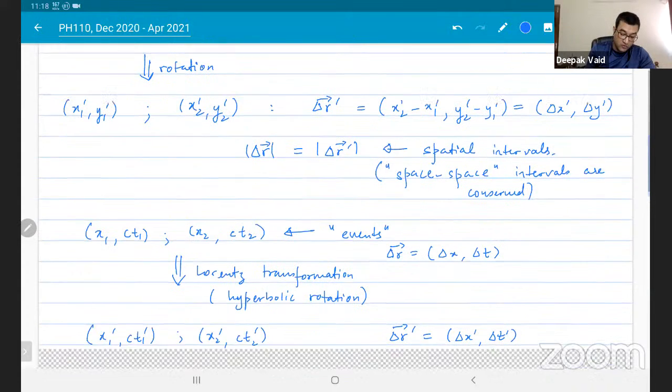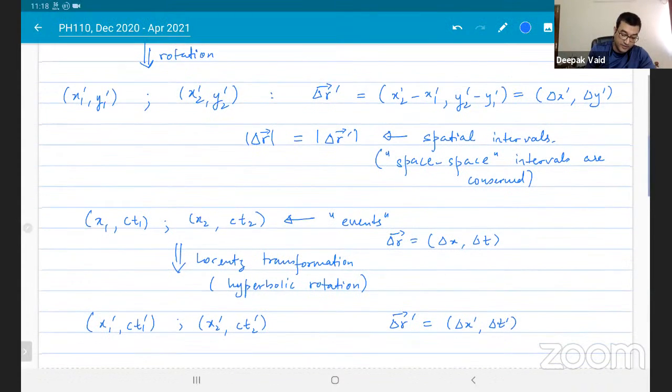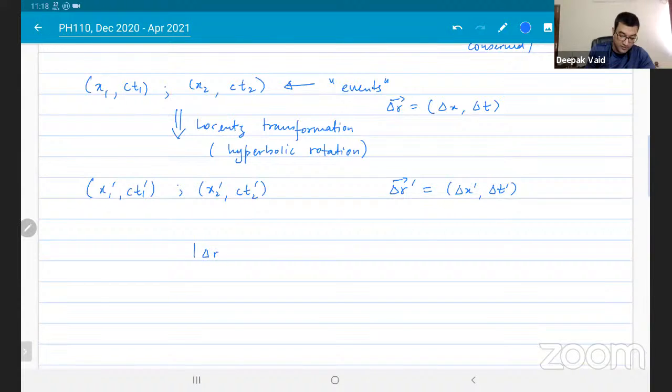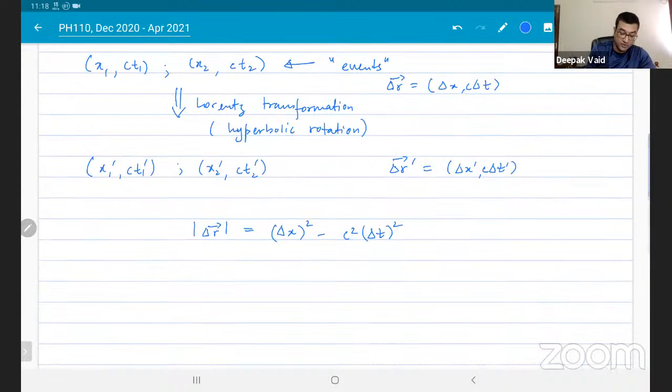Right? But now how do I define the length of a vector? The length of a vector delta r is equal to delta x squared minus c squared delta t squared. And this distance is called the space-time interval. And this interval does not change regardless of the frame of reference you are in.